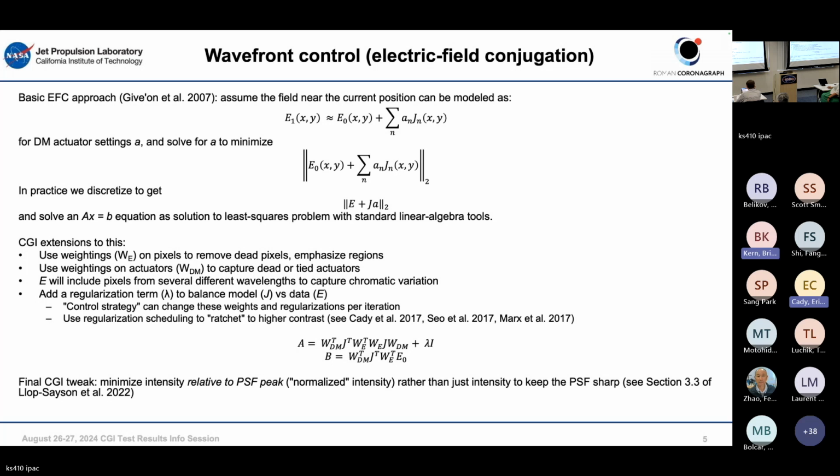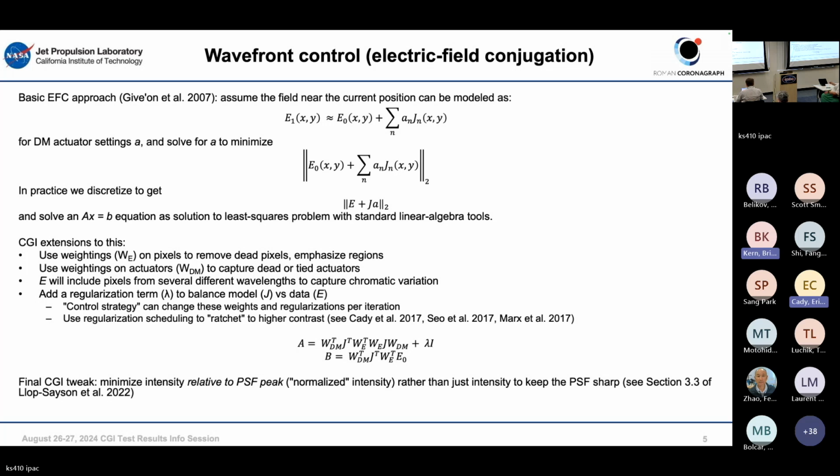And finally, I don't want to understate this one, we can add a regularization term. This balances how much the least squares solve is emphasizing model versus data. And this is actually really, really important. This is something we learned in the process of doing CGI, just how important this is. We do what we've been calling regularization scheduling, or beta bumping, beta scheduling, to change this regularization term as a function of iteration.